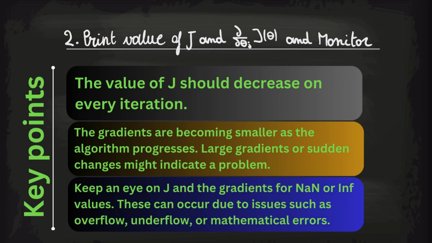Keep an eye on the cost function and gradients for not a number or infinity values. These can occur due to issues such as overflow, underflow, or mathematical errors. By systematically going through these checks, you can often identify the source of issues in your gradient descent implementation.